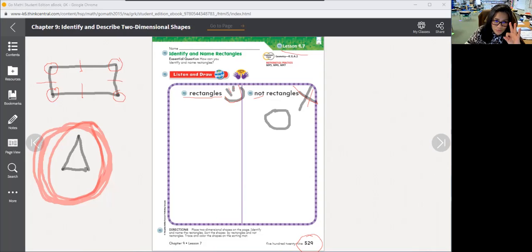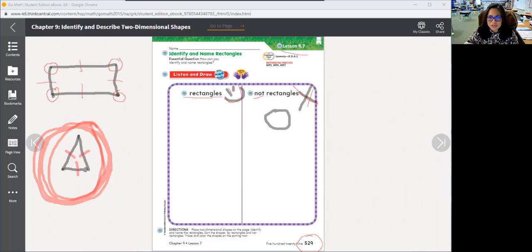How many sides does this rectangle have? Right here. 4. 4, right? A rectangle has to have 4 sides. And this shape right here has only 1, 2, 3. That's why it's not a rectangle, because that one has only 3. So good job, Sadie. Thank you.